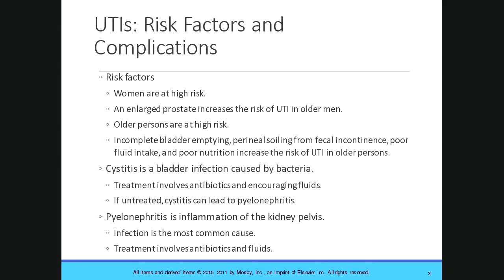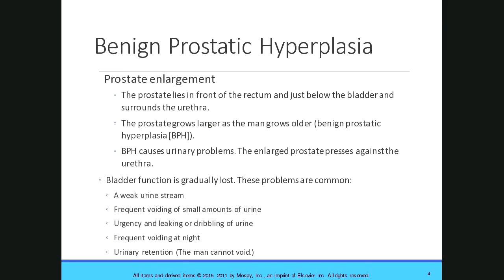So it starts at the urethra, moves to the bladder, then from the bladder up the ureter to the kidney. And when it gets into the kidney and causes inflammation there, it's called pyelonephritis. Infection is the most common cause of getting pyelonephritis. And again, it's more intensive treatment and usually a hospitalization with antibiotics and fluids for those persons. So we try to prevent that as much as possible.